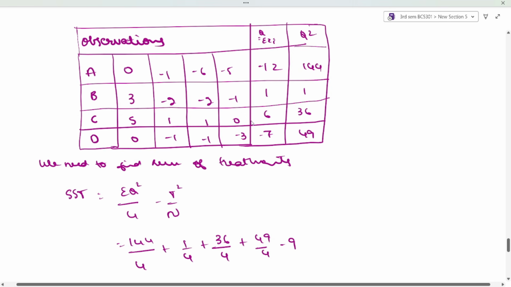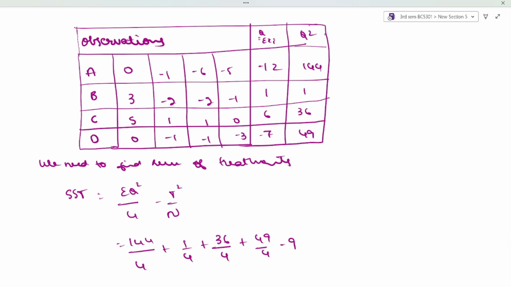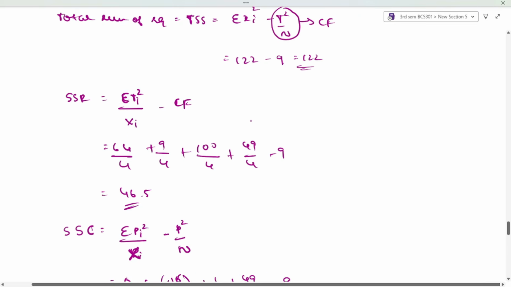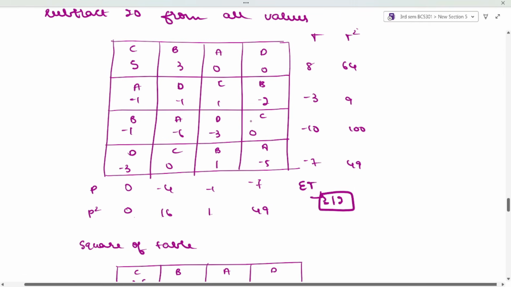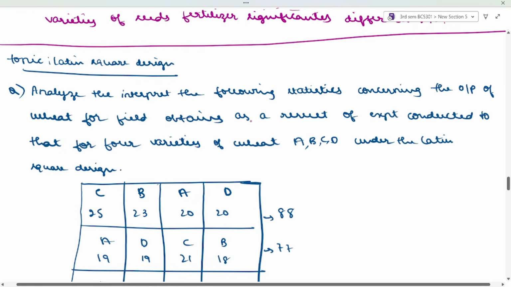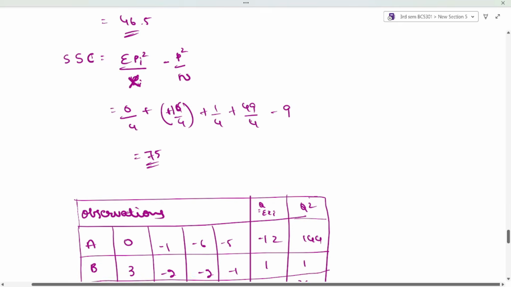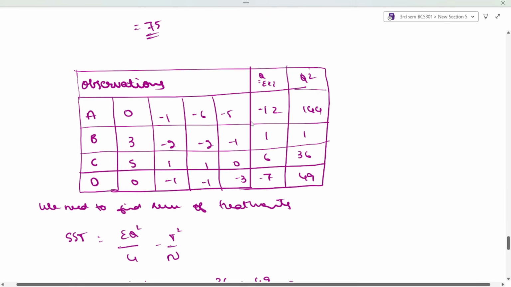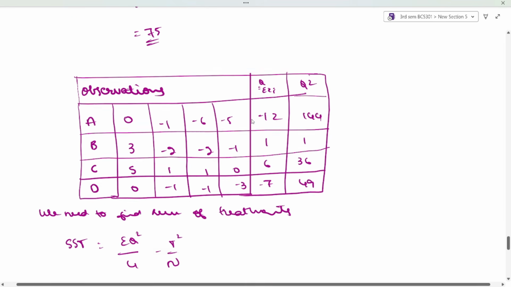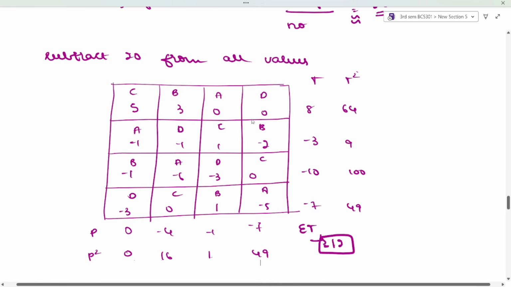Now you have to draw one table, that is the observation, and here it is the Q value. You will do the same square. A, B, C, D are the observations given. Okay, 0, minus 1 and 3, 5, 0. You will write it as 0, 3, 0, minus 1, minus 6, 0.